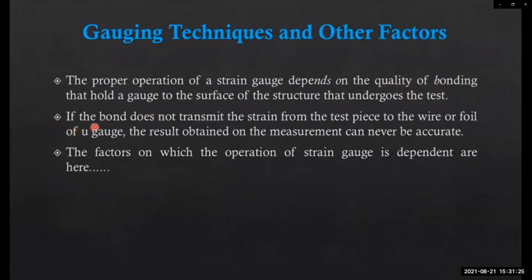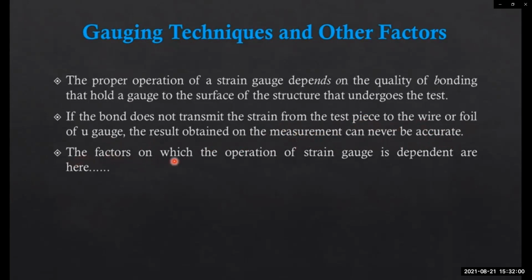If the bond does not transmit the strain from the test piece to the wire or foil of the gauge, the result obtained on the measurement can never be accurate. If the bond is not proper and the force acting on the strain gauge is not taken by the resistance wire or foil, and is taken only by the backing material, then there will be errors, and we are never going to get an accurate result. So the force needs to be transmitted to the strain gauge from the test piece.